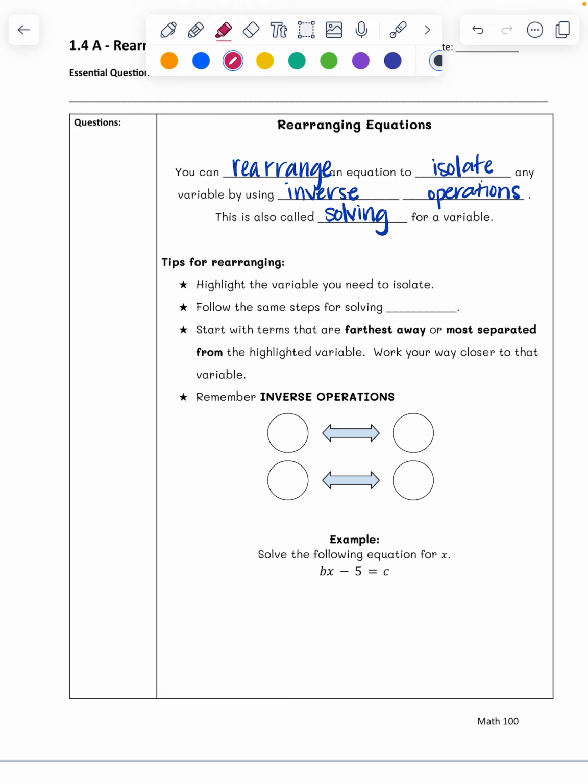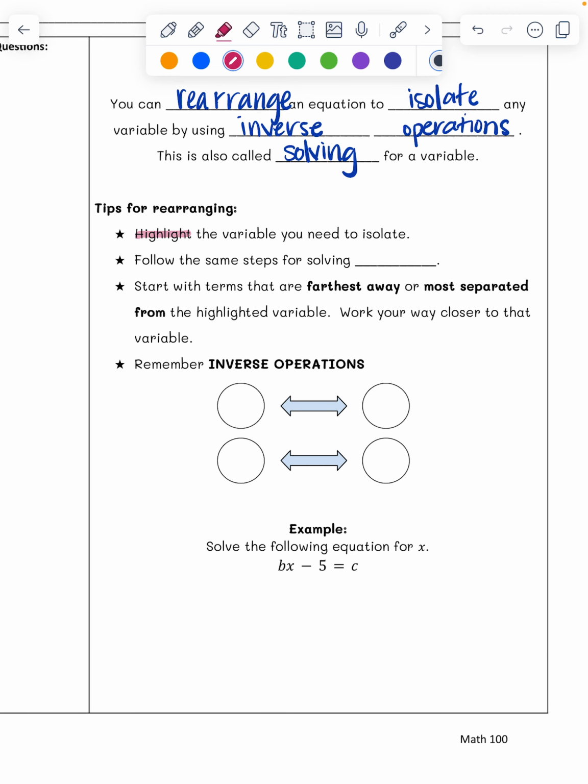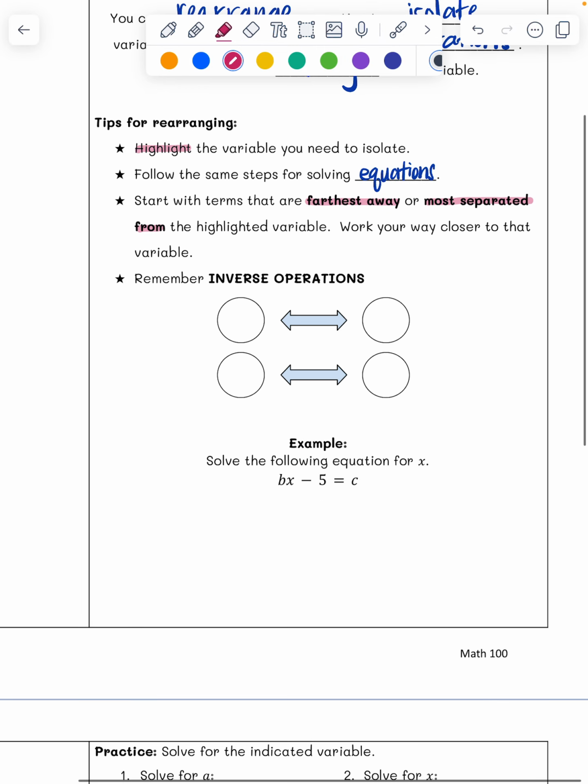So here are my tips for rearranging. You're going to highlight the variable you need to isolate. That's just going to help remind you, okay, where is my focus here? What am I trying to get by itself? You're going to follow the same steps for solving equations. Start with the terms that are farthest away or most separated from the highlighted variable. So you're going to work your way closer and closer to the variable until you get rid of the last thing that's right next to the variable.